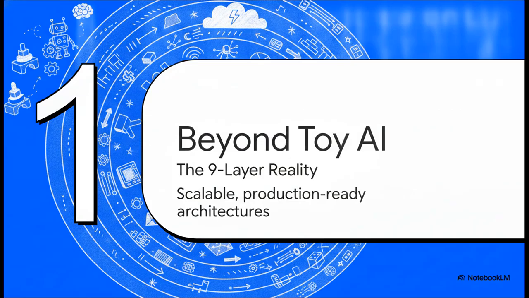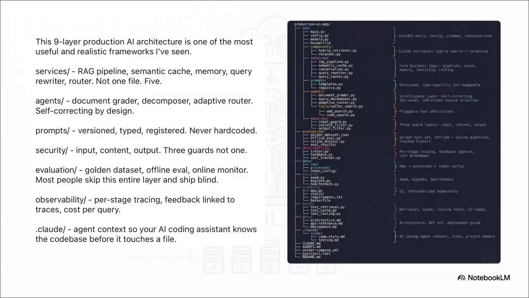All right, Layer 1. Beyond toy AI applications, the 9-layer reality. When you compare the high-level philosophical framework with its literal code-based implementation, it brilliantly illustrates the difference between an amateur approach and a true production setup. A toy application is basically a Frankenstein monster that jams everything into one main.py file. But a production architecture strictly separates concerns. The FastAPI entry point, your configurations, and your schemas are totally isolated at the top level. Custom retrievers like hybrid search live in their own dedicated components folder. It's a highly deliberate separation that makes the app actually maintainable over time.